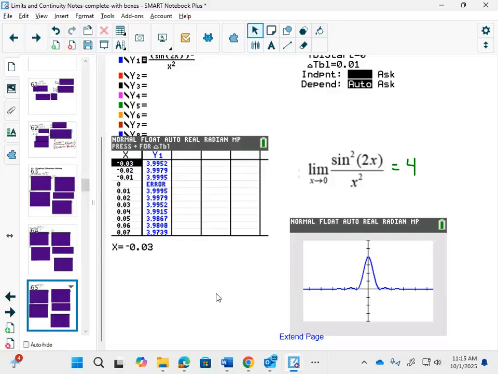I think we had secret calculators. They had secret calculators.